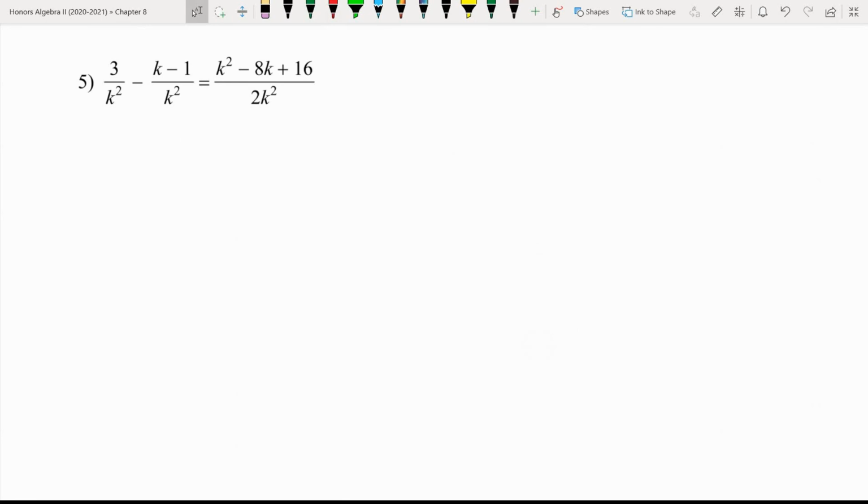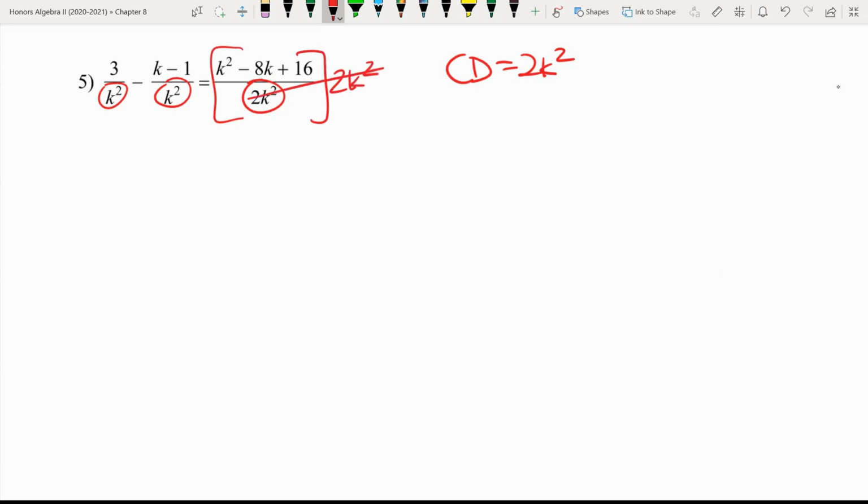We have this one, it's k squared, it's a k squared, it's a 2k squared. So what's the common denominator? 2k squared. Okay, so that's all I'm going to multiply everything by. So if I multiply this side by a 2k squared, it's just completely gone. I just end up with k squared minus 8k plus 16.